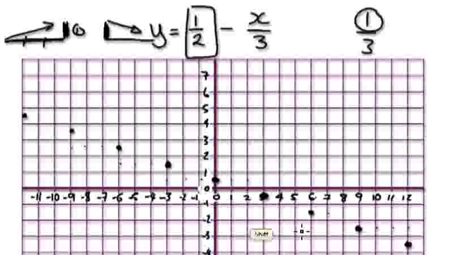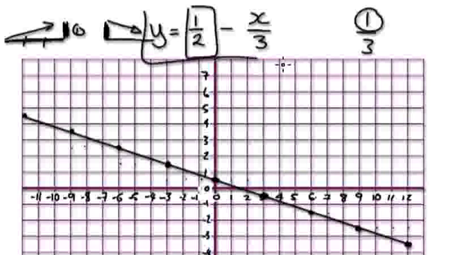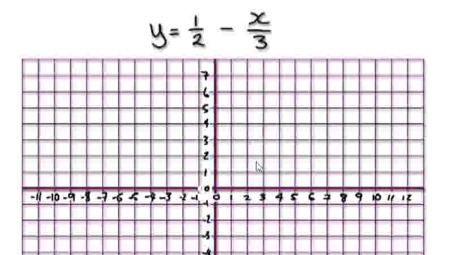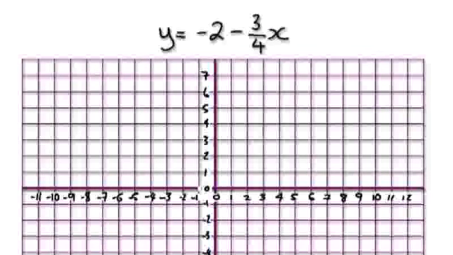So now it's just a matter of joining up all these points. So this equation here should look like this. And once you've got this equation, if you wanted to, you can work out exactly where it crosses the x-axis. Okay, so let's give you another one here. Let's make this the last one.